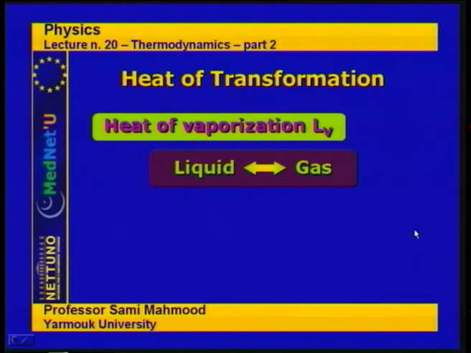The heat of transformation can be categorized into two types. One type is the heat of vaporization, L sub V. And that heat of vaporization, as the name indicates, is the amount of heat that is required to transform one unit mass of a material from the liquid state to the gaseous state, that is when it evaporates, or vice versa.